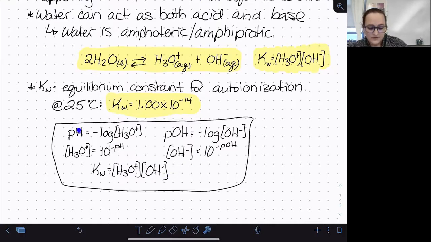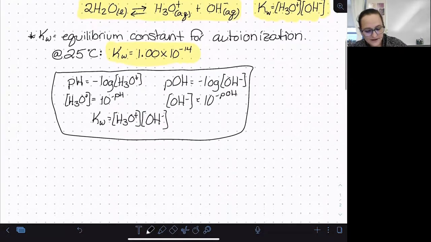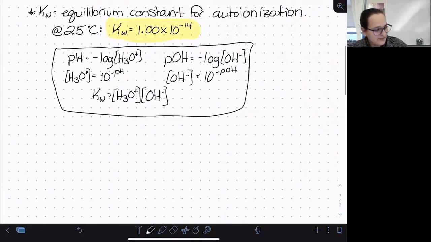That if we know the pH of a solution, we can find the hydronium concentration. If we know the hydronium concentration, we can find the hydroxide concentration. And once we know the hydroxide concentration, we can find the pOH. So if we know any one of these quantities, we can find all of the other ones using this relationship. So let's give that a try.